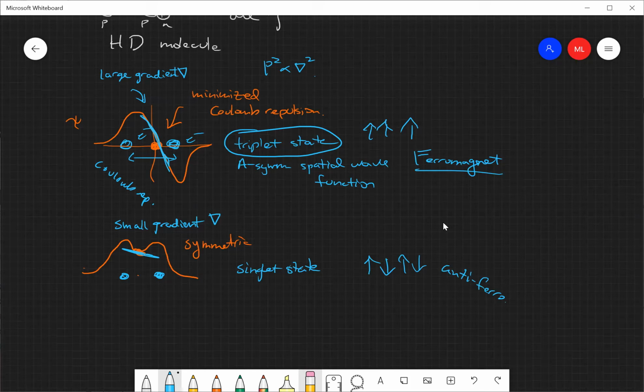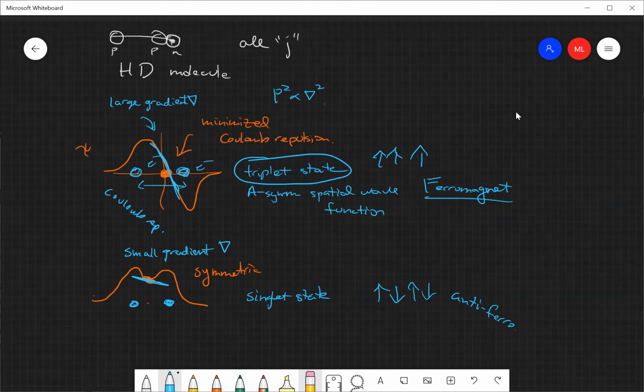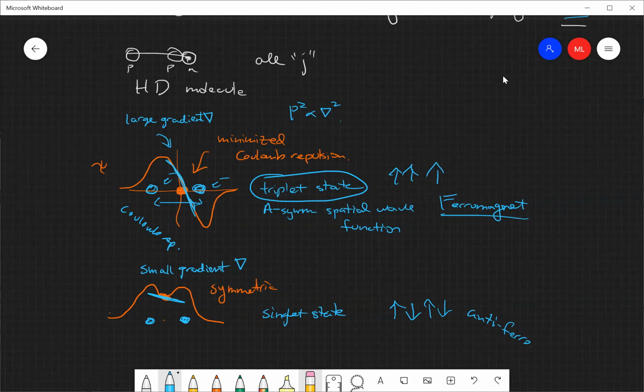But so it goes. Any questions about that? It's very hand-wavy, but a more sophisticated argument would just add more math to this, but the basic idea is the same.